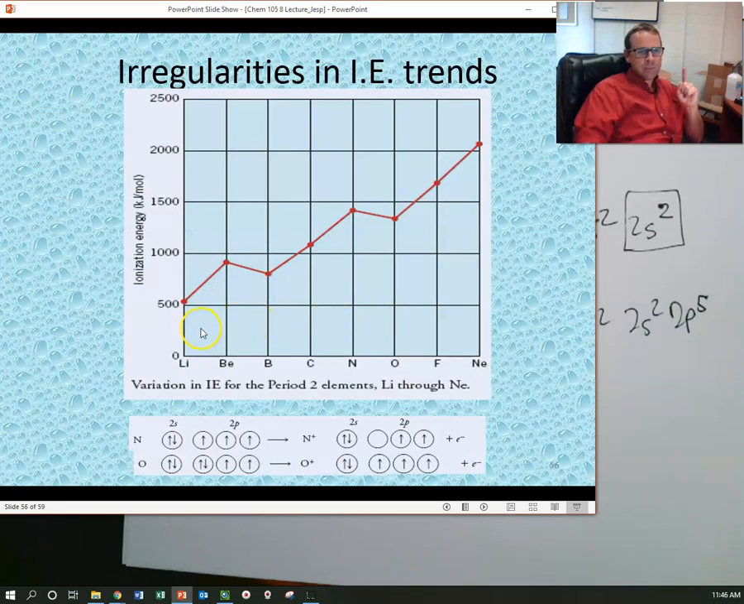All right, and we saw this irregularity in going from nitrogen to oxygen, and we explained it by recognizing that when you are removing an electron from the 2p of nitrogen, it ruins your half-filled subshell, whereas if you remove an electron from a 2p of oxygen, it actually results in a half-filled subshell, providing a little bit of stability. So the ionization energy is less for oxygen than it is for nitrogen.